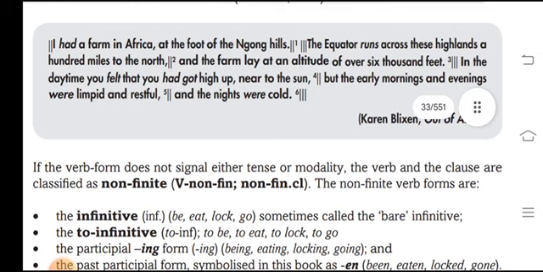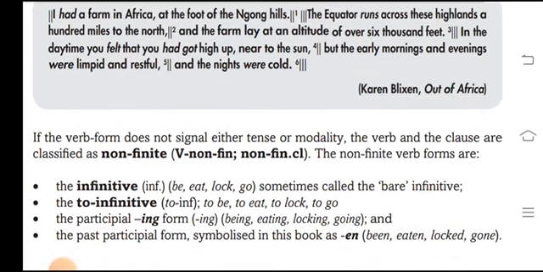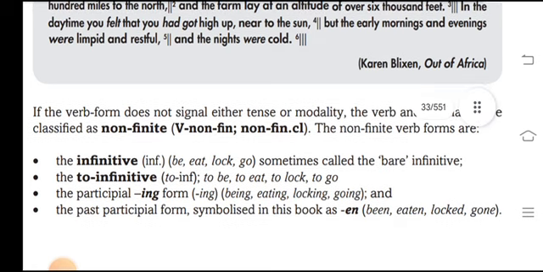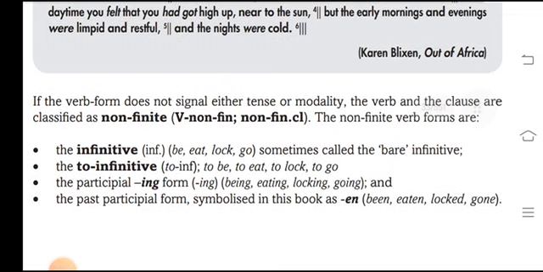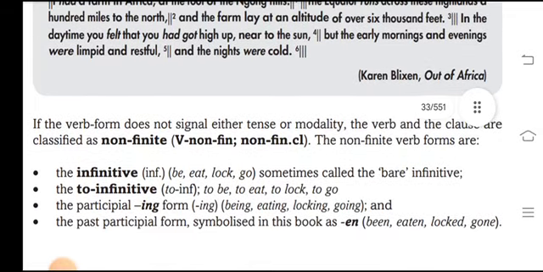I had other farms in Africa at the foot of the Ngong Hills. The equator runs across them, and the highlands are a hundred miles to the north. The farms lay at an altitude of over 6,000 feet. In the daytime you felt that you had got high up, near to the sun, but the early mornings and the evenings were limpid, restful, and cold.